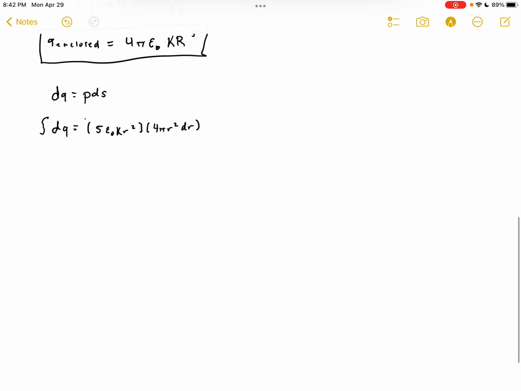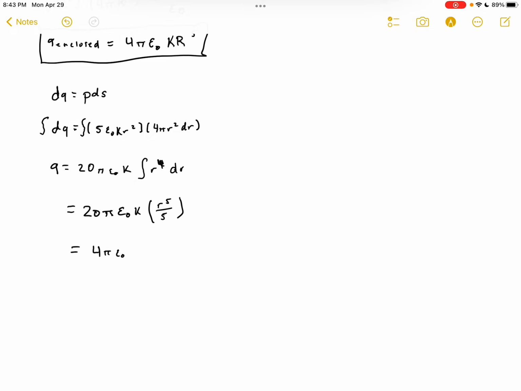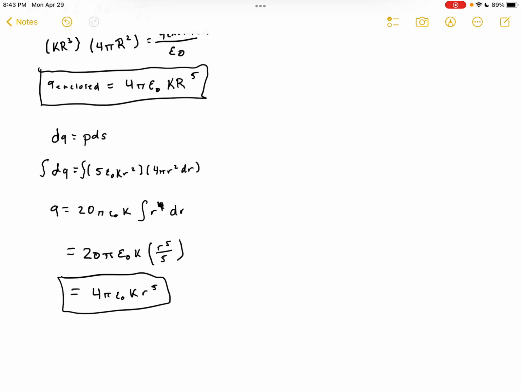Now we simply integrate both sides, and we get Q is simply equal to 20 pi epsilon naught k times the integration of r to the fourth dr, which ultimately equals 20 pi epsilon naught k r to the fifth over 5, and then we just divide by 5, and we get 4 pi epsilon naught k r to the fifth, which is the same answer that we got here. And of course, you just want to plug in for our radius.